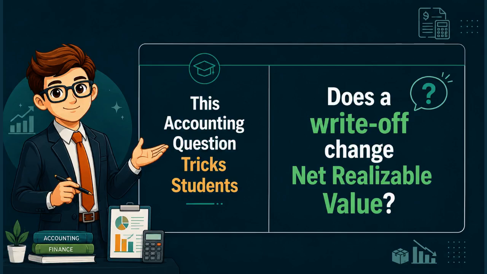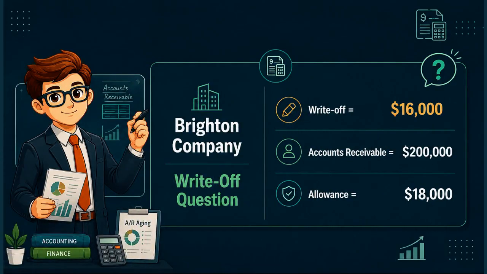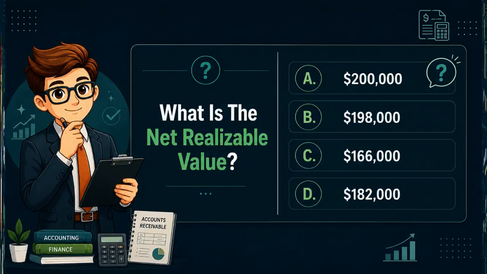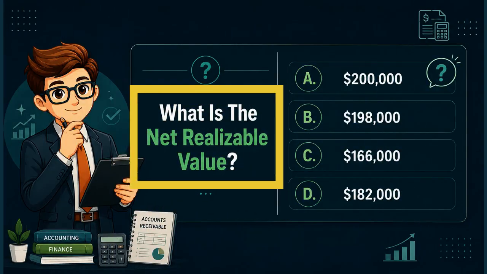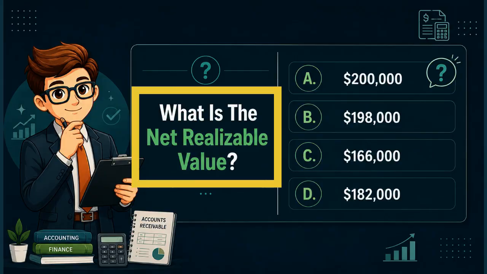Does a write-off change net realizable value of accounts receivable? Let's explore this problem. Brighton Company writes off a $16,000 uncollectible account. Its gross accounts receivable balance is $200,000, and allowance for doubtful accounts is $18,000. What is the net realizable value of accounts receivable after the write-off?